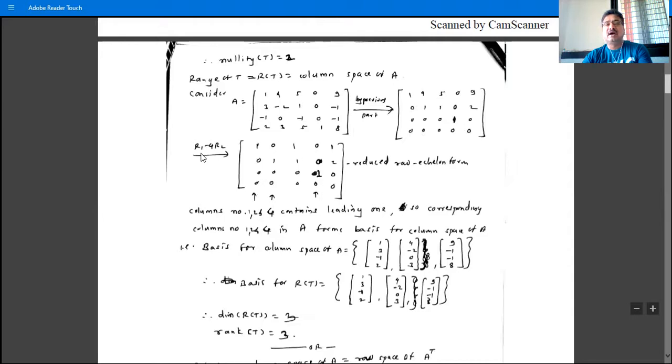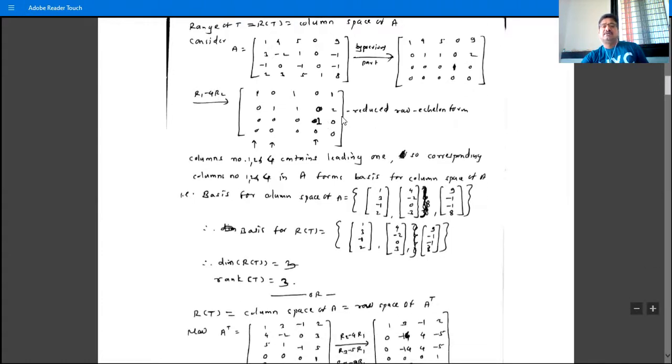So the operation is R1 minus 4R2. And then we have the element zero at this place. R1 minus 4R2: so 5 minus 4 is 1. Then 0, 0 as it is. 9 minus 8 is 1. So after this calculation, we have the reduced row echelon form.